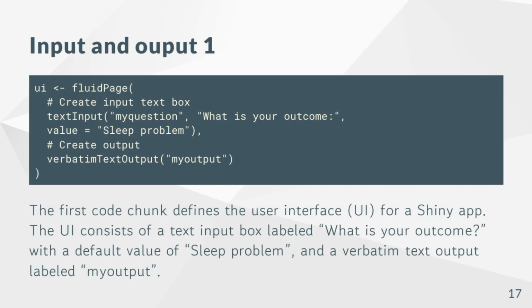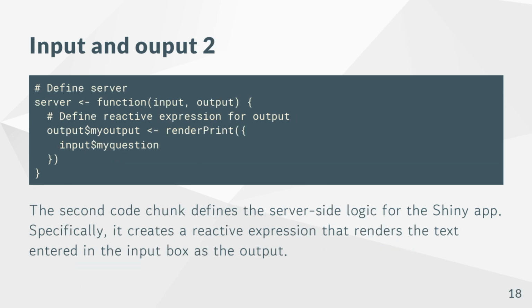Input and output. The first code chunk defines the user interface (UI) for a Shiny app. The UI consists of a text input box labeled "What is your outcome?" with a default value of sleep problem and a verbatim text output labeled "My output." The second code chunk defines the server-side logic for the Shiny app. Specifically, it creates a reactive expression that renders the text entered in the input box as the output.